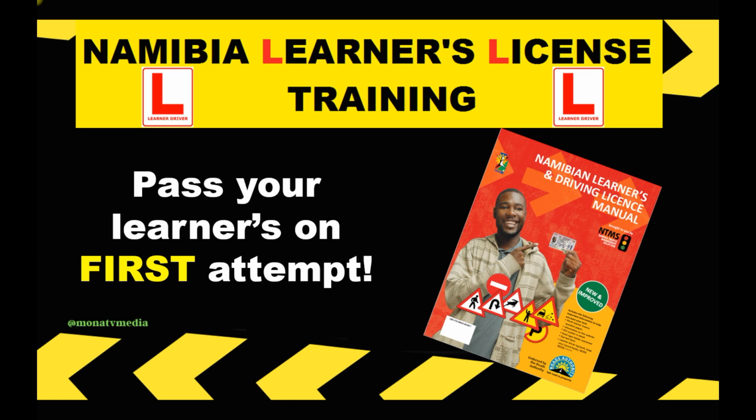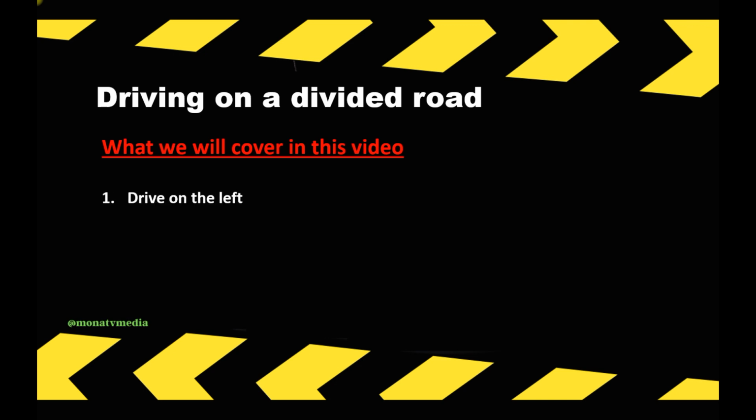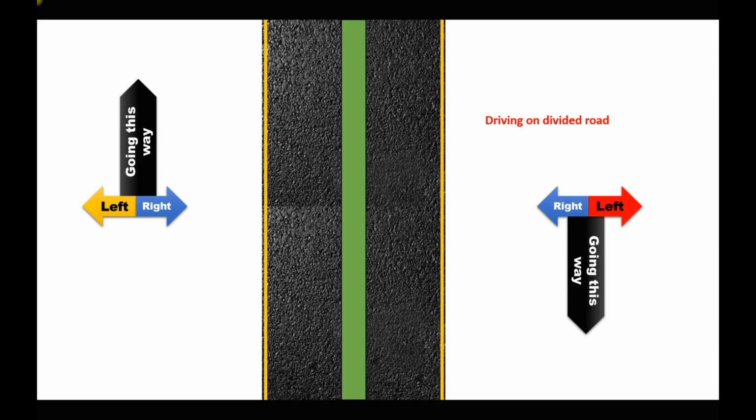We are now on driving on a divided road. So the rule is, when you're driving on a divided road, we'll look at things like driving on the left, not crossing over the division that is dividing the road, and driving through an opening that is there where the road is divided. Who is allowed to use the opening and who is not allowed to use the opening.